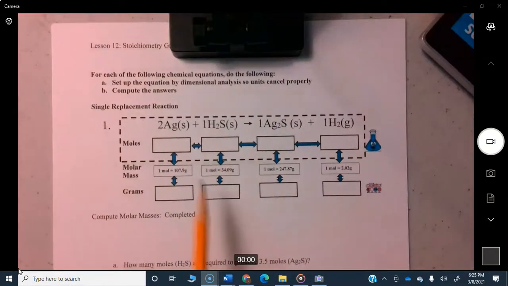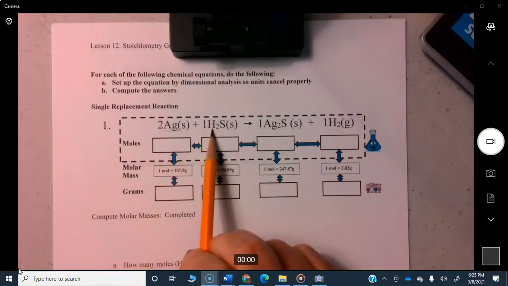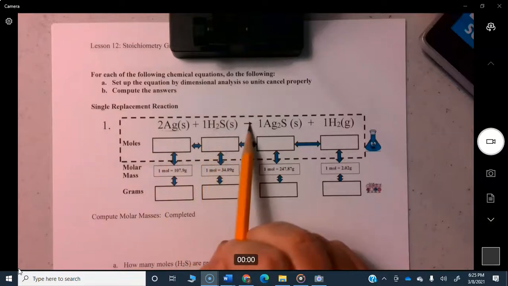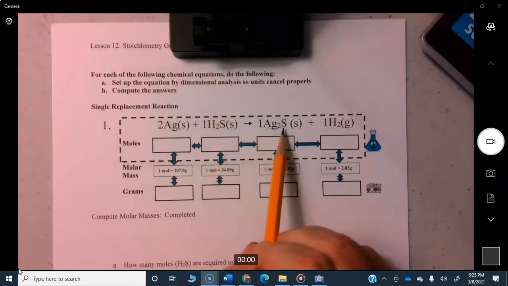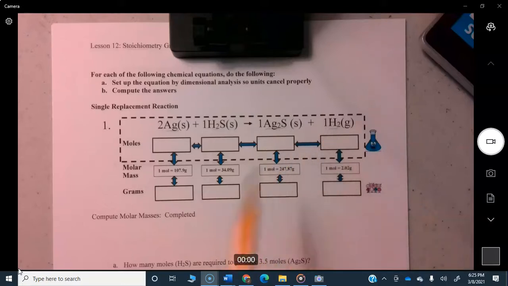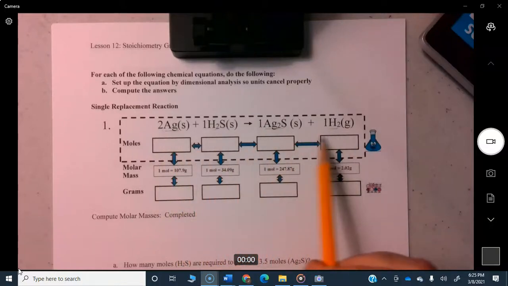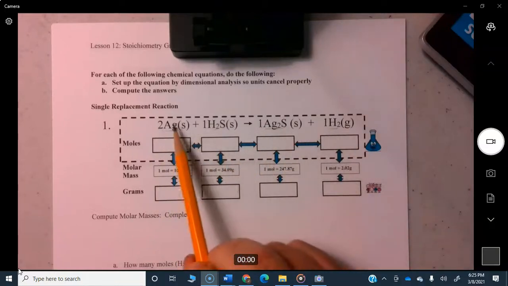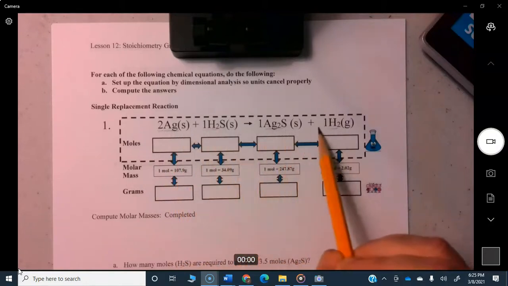All right, so here's a reaction. It says 2 moles of Ag, that's silver, plus 1 mole of H2S is going to produce 1 mole of silver sulfide right there, and 1 mole of hydrogen gas. H2 is gas. So up here is the language of the chemical equation. Everything's in moles. What it needs is 2 moles of this and 1 mole of this to produce 1 mole of this and 1 mole of this.